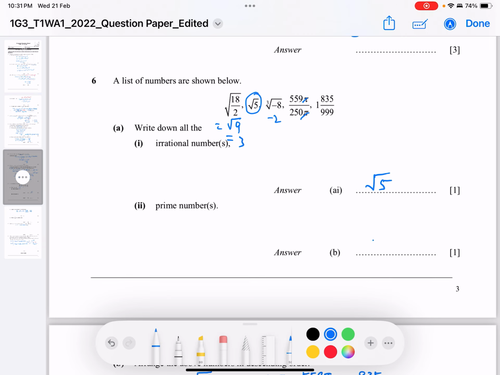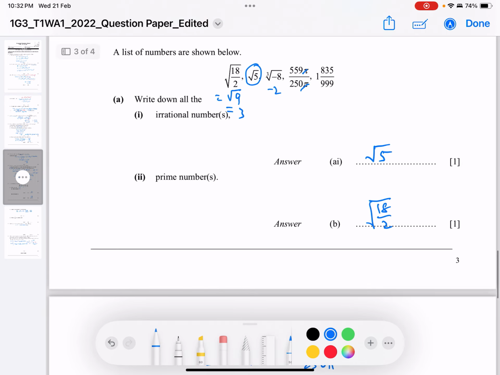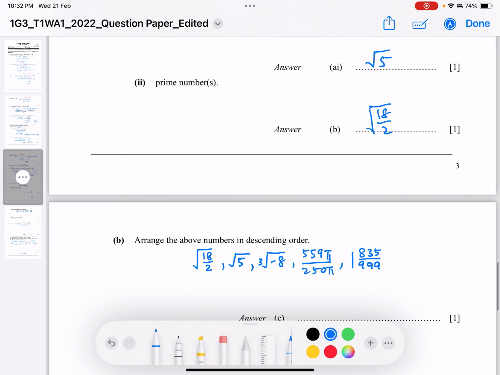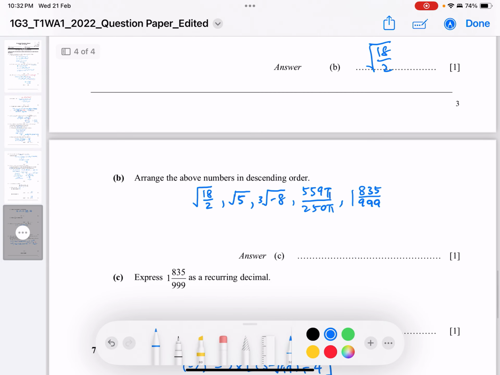So we have root of 18 over 2. We cannot give the answer as 3 because the question gives us root of 18 over 2. We must use what is given in the question. Right, now we need to arrange these numbers. To arrange these numbers, we need to convert them to decimals. Okay, the first number we know we have converted to 3.